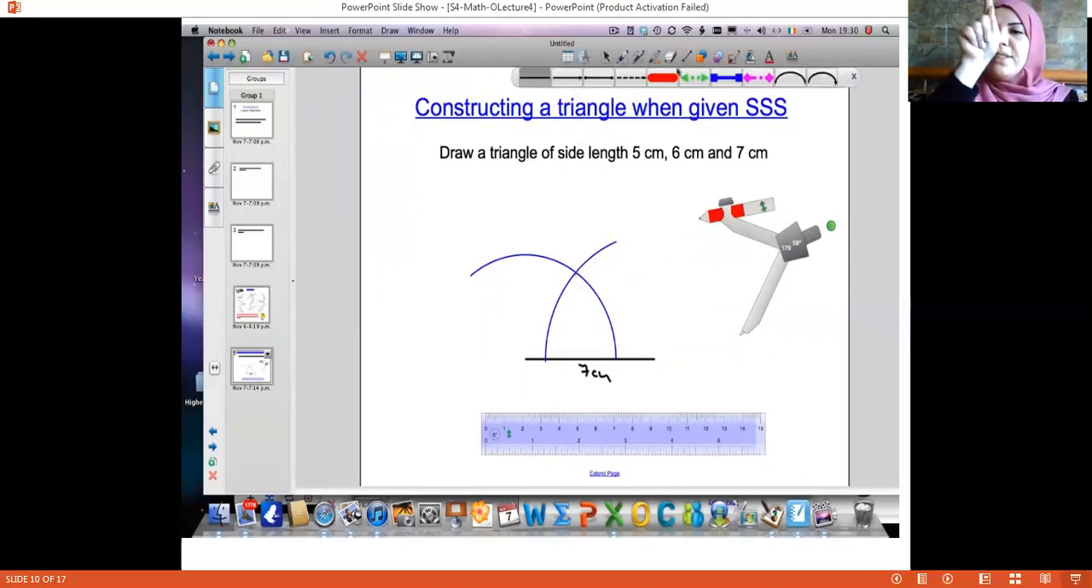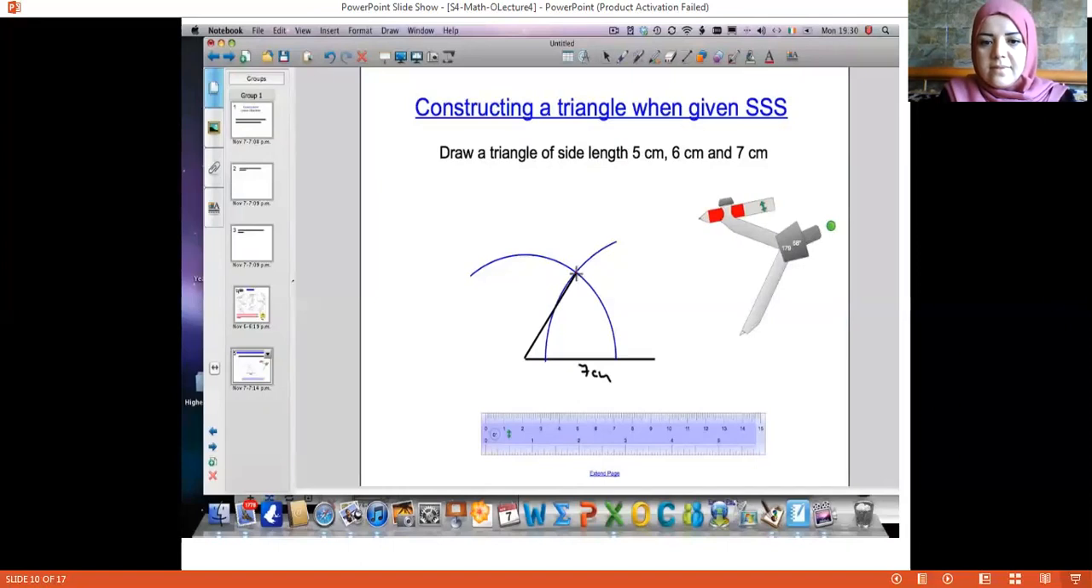And now I join this vertex with the endpoints, and one till the other endpoint. And this is the triangle. Now you can remove the arcs. You can erase the arcs if you want. Take them away.